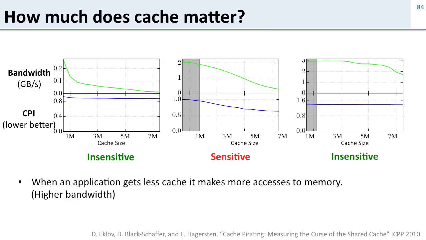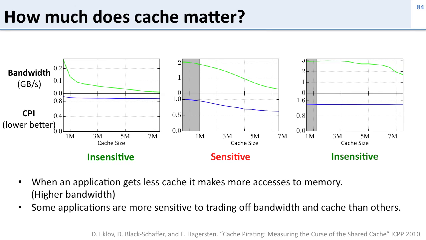So if we look at this, we can see that when an application gets less cache, it needs to make more accesses to memory. And that makes sense because it's not finding the data it needs in the cache. We also see that some applications are more or less sensitive than others. So understanding the performance impacts of caches is really tricky. And in fact, the data you're seeing here is from some of the research we've done here at Uppsala to try and understand these performance sensitivities.